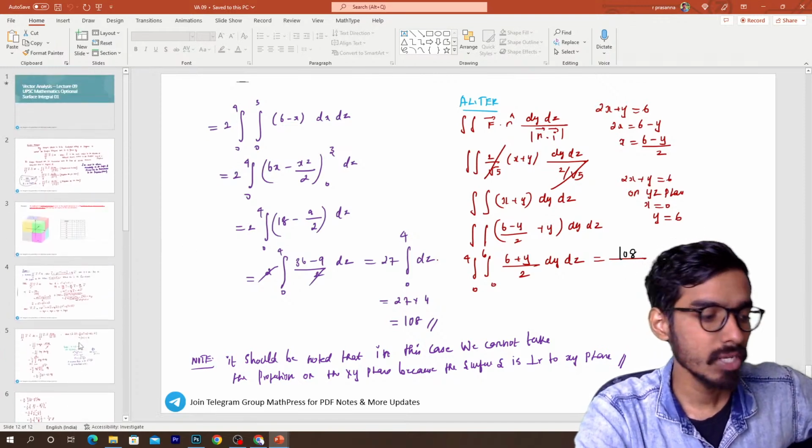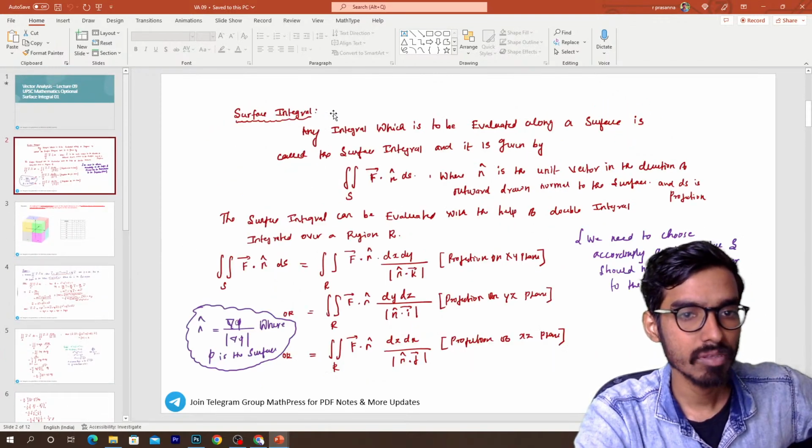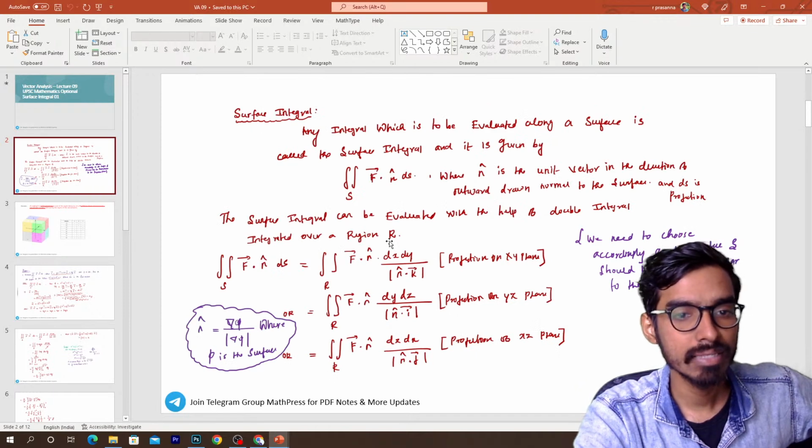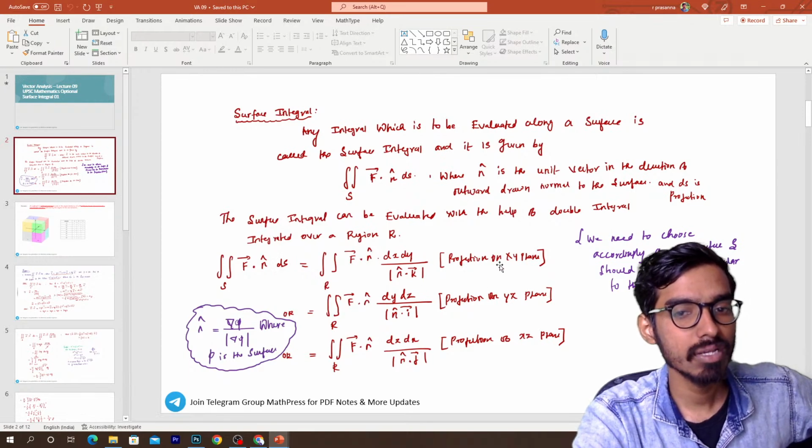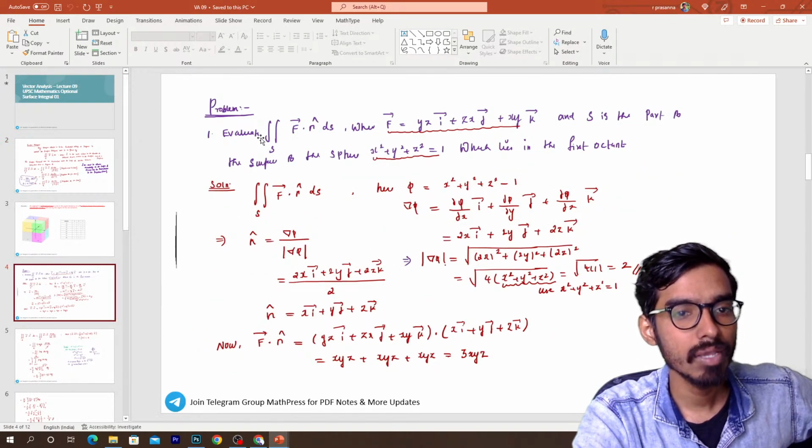In the previous class, we defined the surface integral, and this is very important. We need to find dS according to the problem. dS is the projection on the xy plane or yz plane or zx plane, and you need to choose accordingly. We solved the first problem: evaluate the double integral over S of F vector dot n cap dS, where F is this and S is the part of the surface.